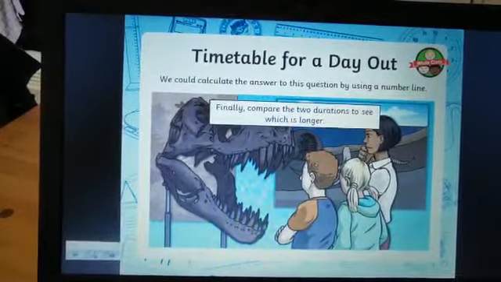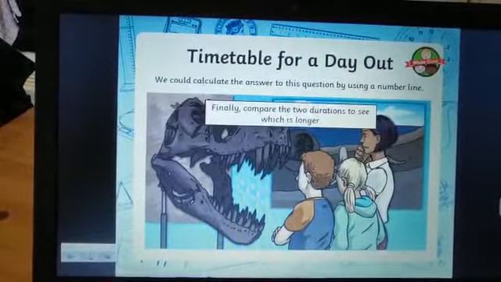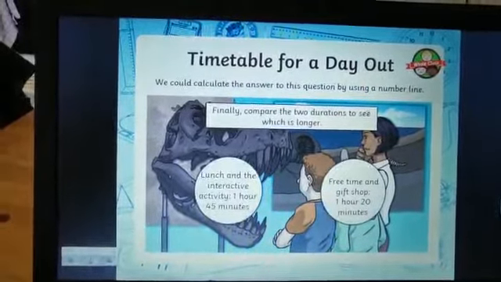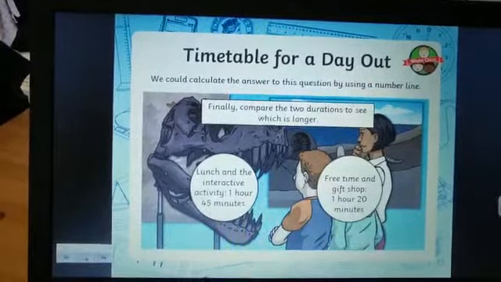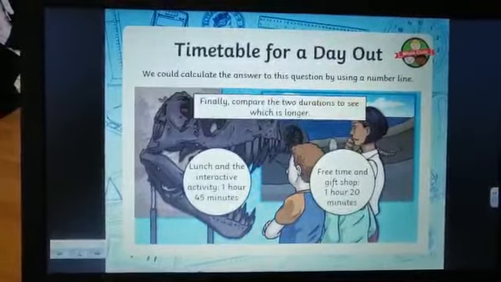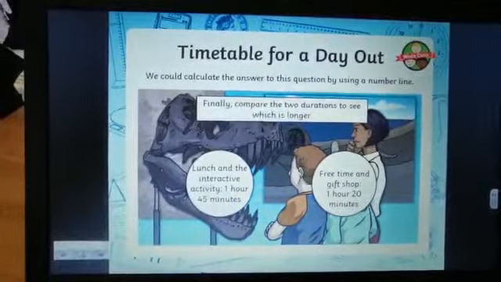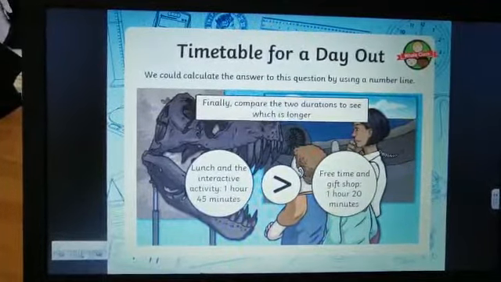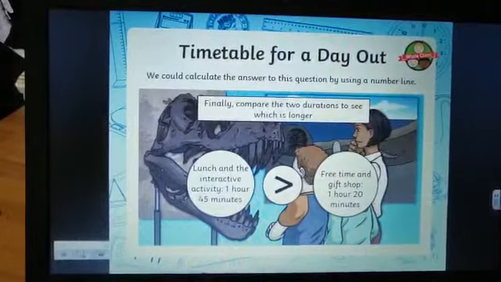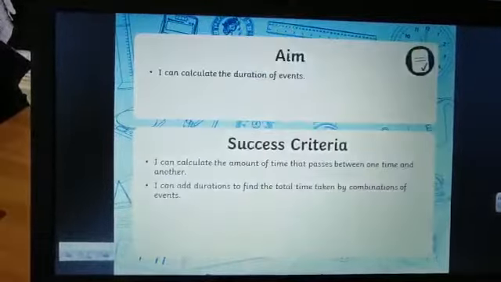So then finally, my problem isn't finished yet. I need to compare the 2 events. Lunch and the interactive activities took 1 hour and 45 minutes. Free time and gift shopping took 1 hour and 20. So the longest one was this one here. Lunch and interactive activity is greater than the free time and the gift shop.